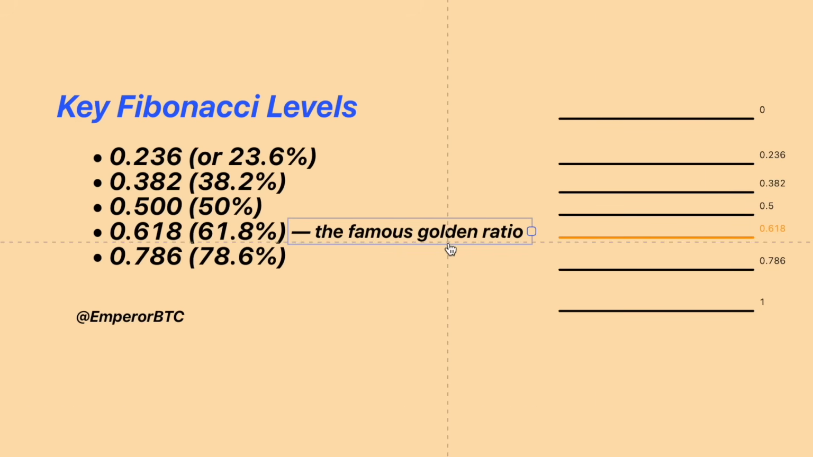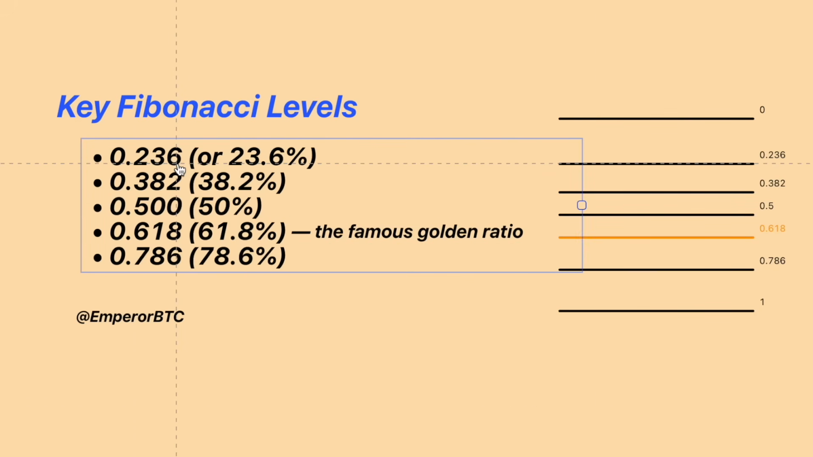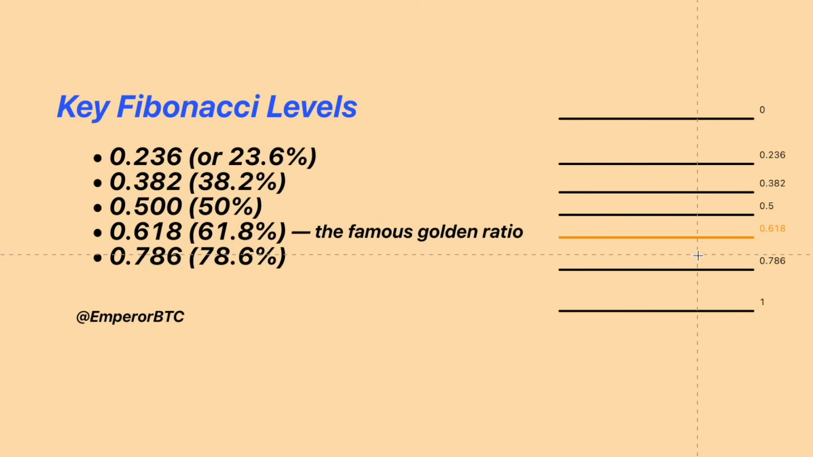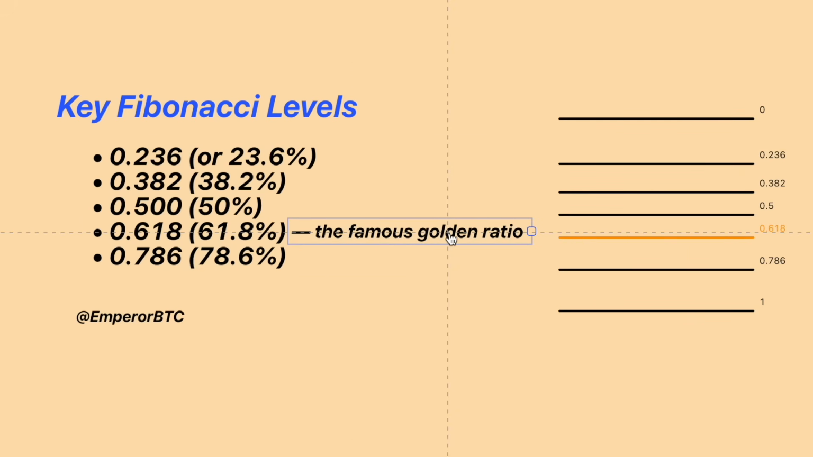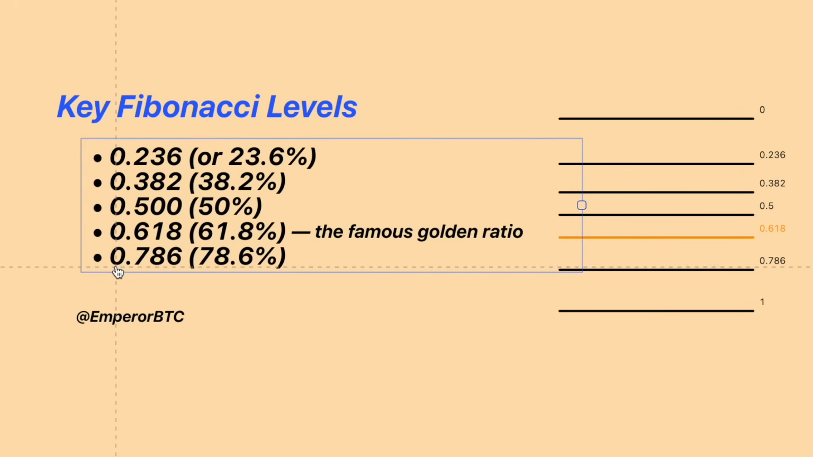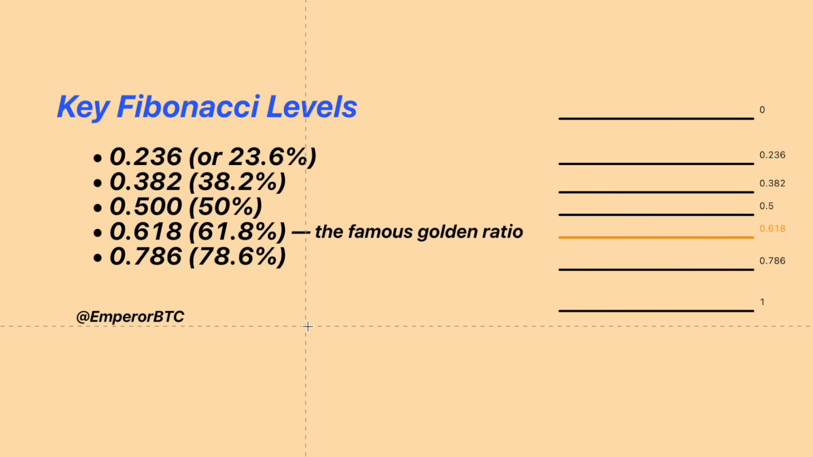These include 0.236 or 23.6%, 0.382 or 38.2%, 0.5, 50%. This is not really a Fibonacci level, but we use it when using our tool for another reason we'll explain later. 0.618 or 61.8%. This is the famous golden ratio. Again, we'll go into more detail later. And then finally 0.786, 78.6%.